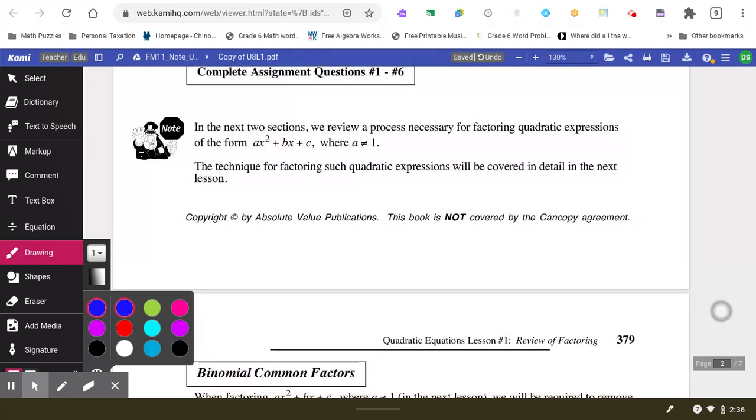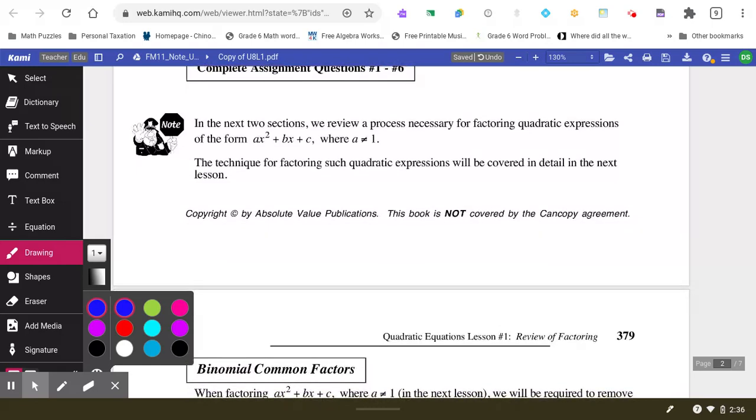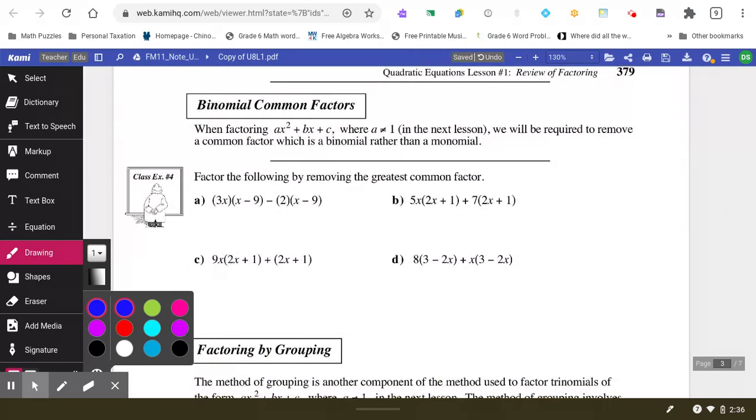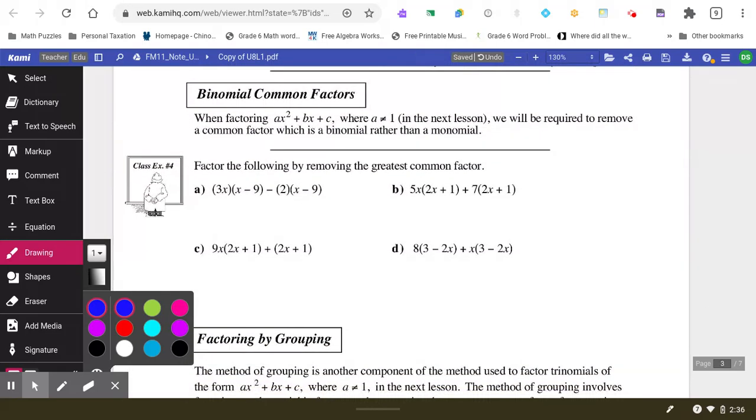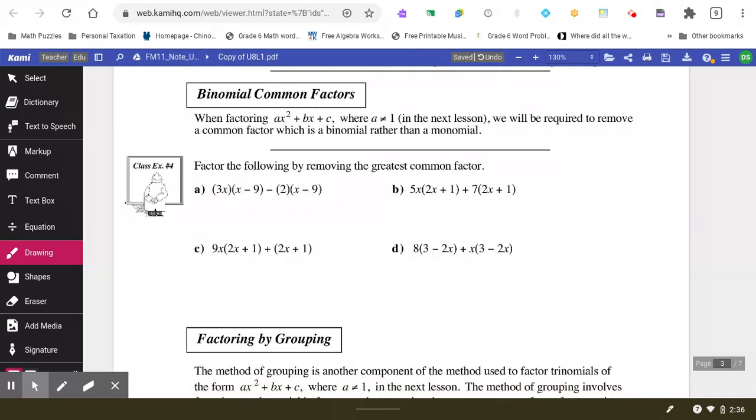In the next 2 sections, we review a process necessary for factoring quadratic expressions where a is not a 1. So when we put a number in front of there, okay? So what we're going to start with, though, is ripping out what I call ripping out the common factor, which I used to call ripping out the heart. So if you remember, I want you to watch this.